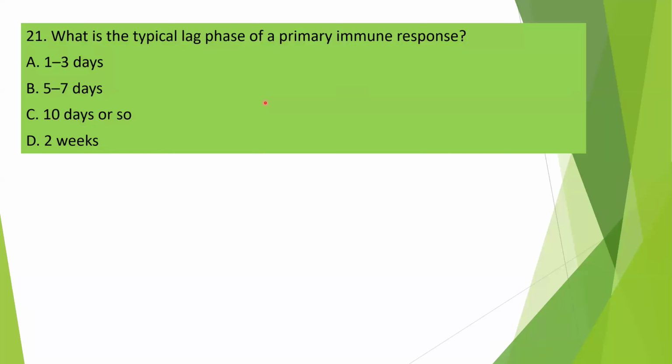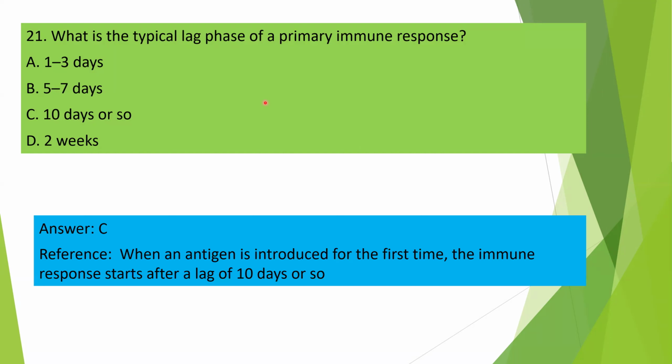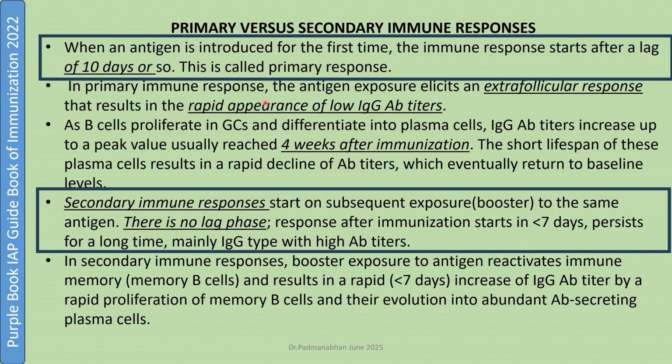What is the typical lag phase of the primary immune response? 5 to 7 days. Okay. 10 days. Okay, read it. When an antigen is introduced for the first time, the immune response starts after a lag of 10 days or so. What is the lag period for the secondary immune response? There's no lag period.